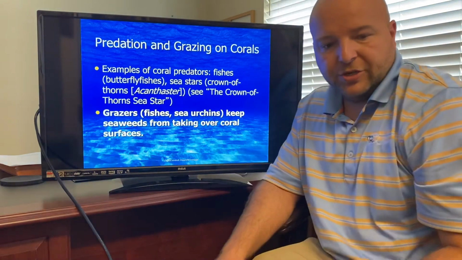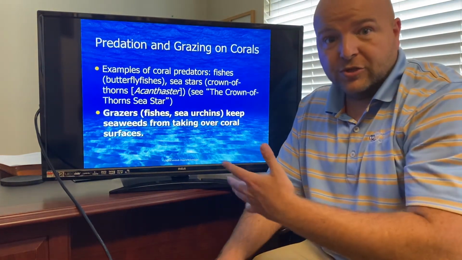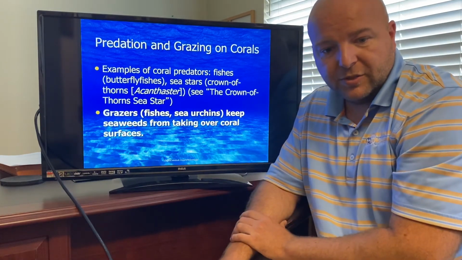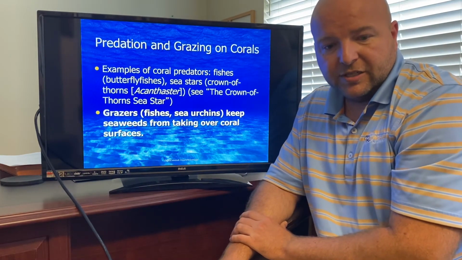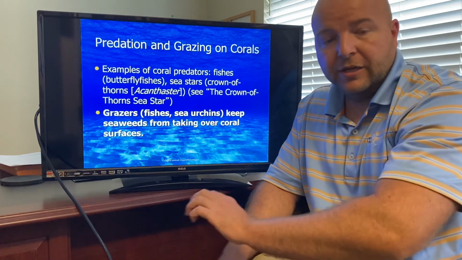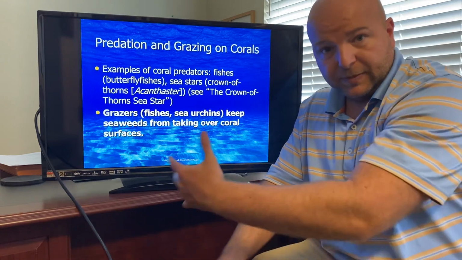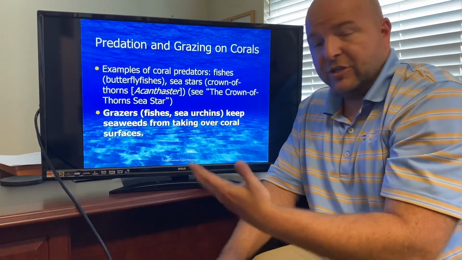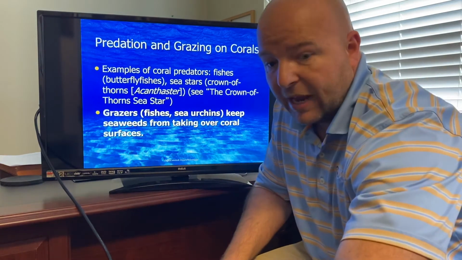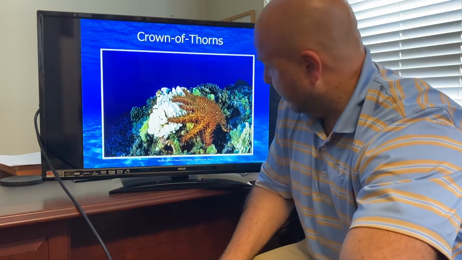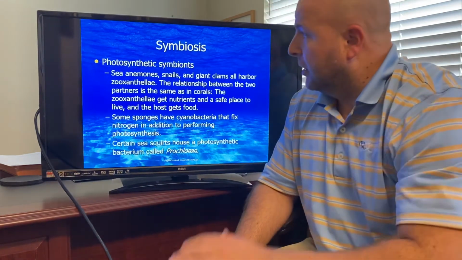And then we'll mention here too, grazers are one of the very helpful organisms within a coral reef ecosystem. Certain fish and sea urchins that help keep the seaweed from taking over. They eat away at the seaweed, and so it keeps them at bay in order to make sure that the coral are not beaten out in that competition for space and light. Image there of a crown of thorns.